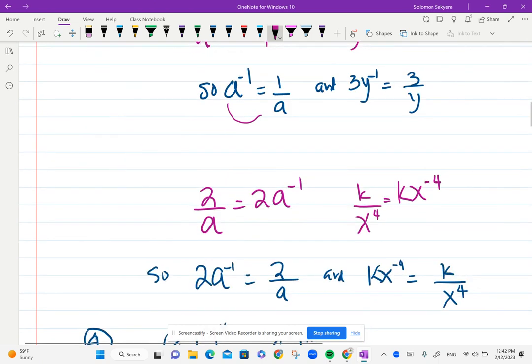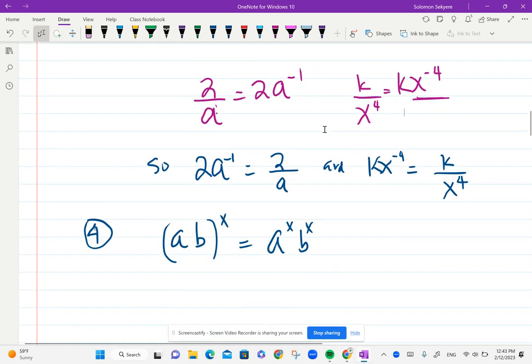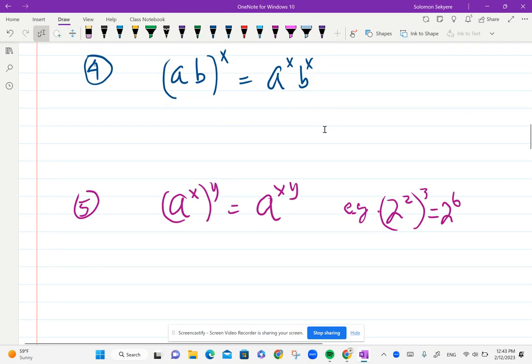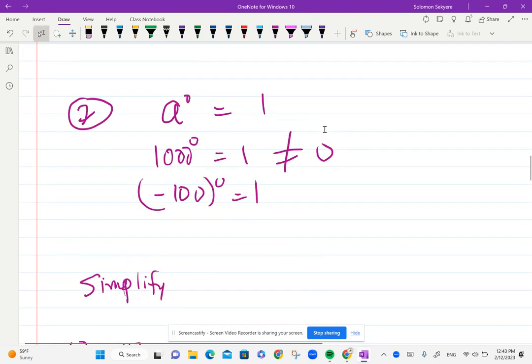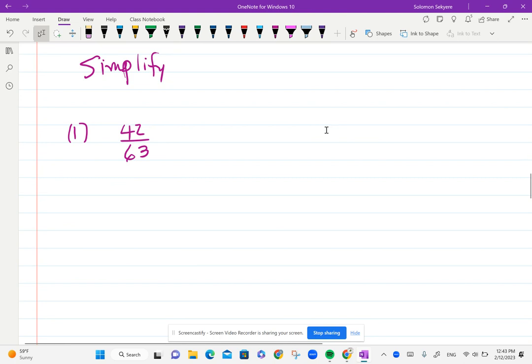What is 2 over a? Is 2 a to the negative 1, right? Since the a here, we bring it to the top, it becomes negative. The same thing here, k over x to the power 4 is k x to the power negative 4. So if it's in the denominator and it has a positive exponent, it becomes a negative exponent and you can bring it to the top. All right, there are some other laws we will deal with later on.